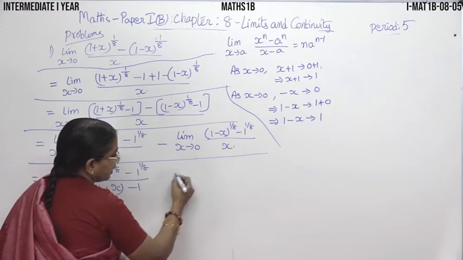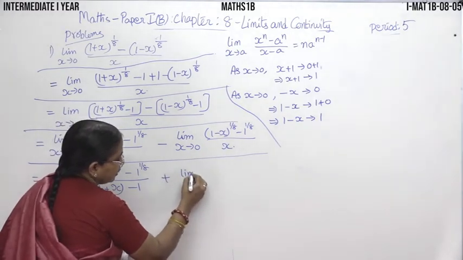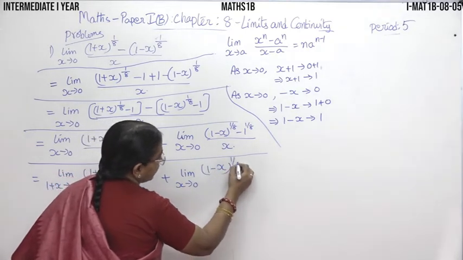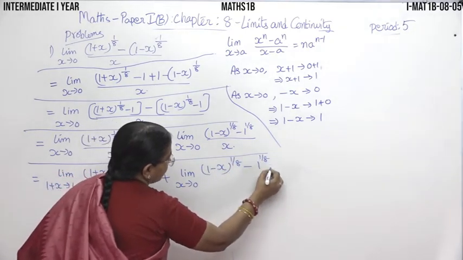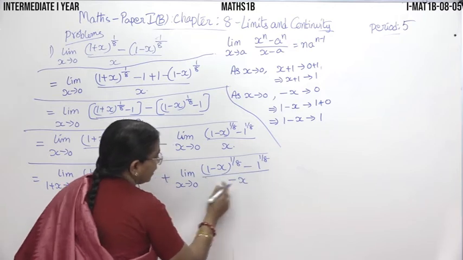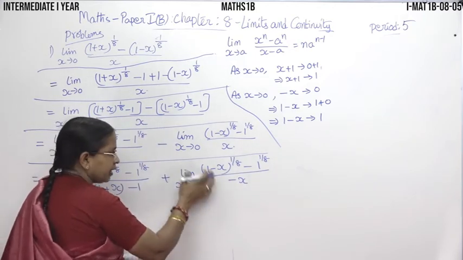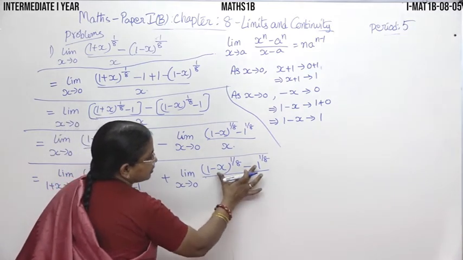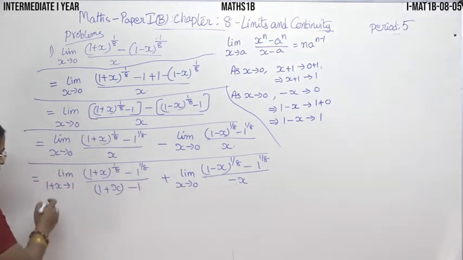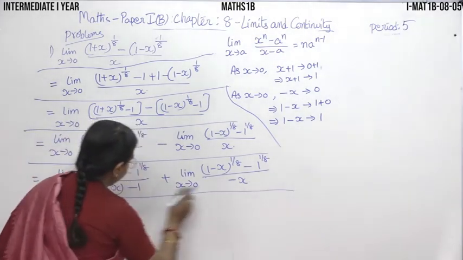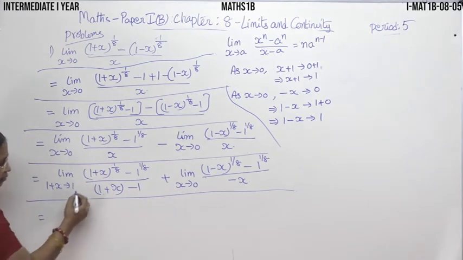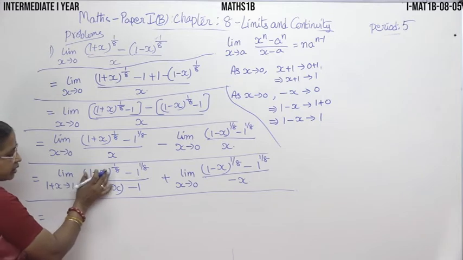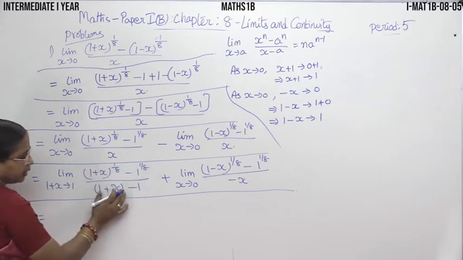This minus we bring down here and write plus limit x tending to 0 of 1 minus x whole to the power 1 by 8 minus 1 power 1 by 8 by minus x. After bringing minus 1 here, or multiplying by minus 1, we multiply and divide. Now add 1 and subtract 1 so that it is in that standard form. For this we can write the limit. What is the limit? It is in the form limit x tending to a of x to the power n minus a power n by x minus a.